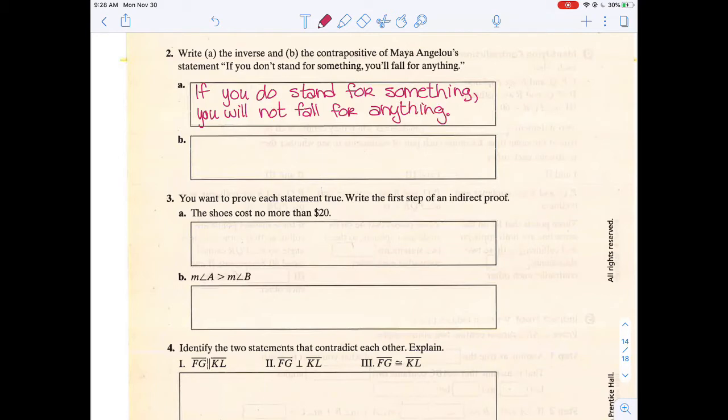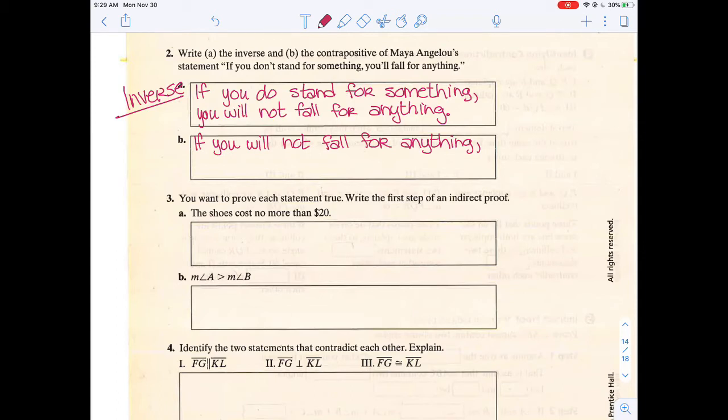So remember, the inverse is just negating the hypothesis and conclusion. So that was the inverse. Now we need the contrapositive. That's when we negate the hypothesis and conclusion and we switch them. So in this, we're going to switch it so it says if you will not fall for anything. So basically we're just switching the hypothesis and the conclusion from the inverse.